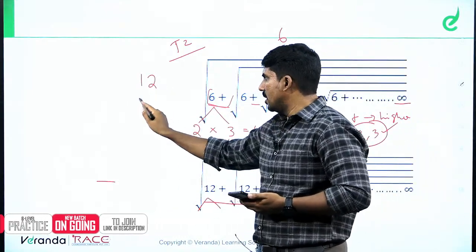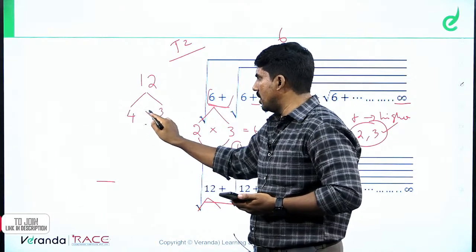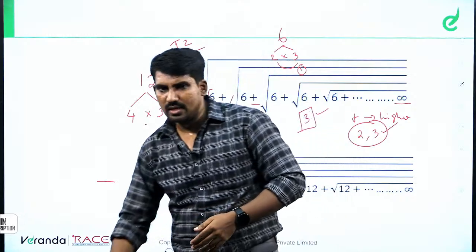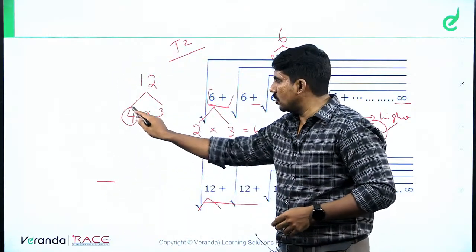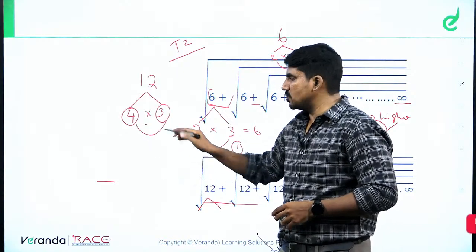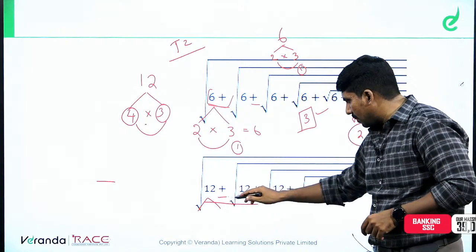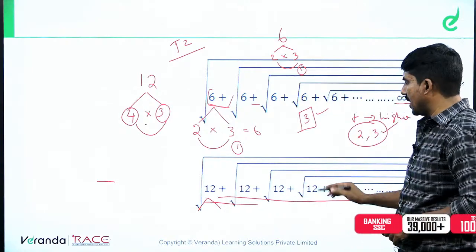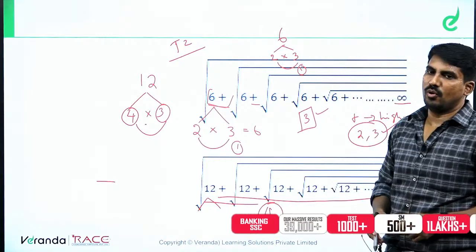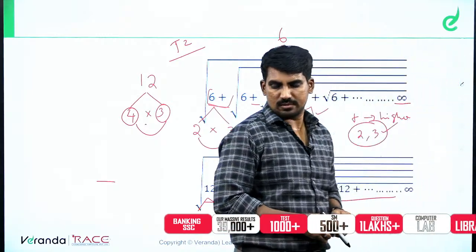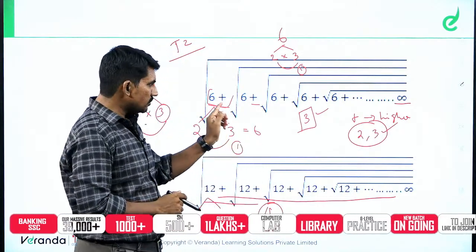12 we can say as 4 into 3 or 3 into 4. So the difference between these two numbers is what? 1. The difference between 4 and 3 is 1. Therefore, here the plus symbol is given, so the highest number, 4, is the answer. Among 3 and 4, the highest number 4 is the answer. Clear? Now I will compile the shortcut, listen.